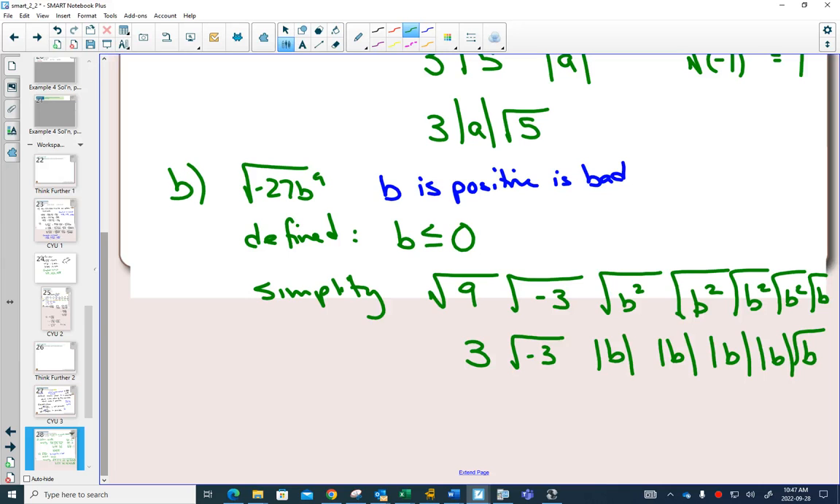Okay, and then to put it together, how many absolute values of b's do you have? 4 of them. Repeated multiplication is an exponent of 4. The final answer for this one is 3, b to the 4, and we're left with a negative 3 and a b, the two things left in the square root sign. Why did I get rid of the absolute values? Because if I do b to the 4, it's going to be positive. I don't need the extra absolute value signs because it will be positive. Okay?